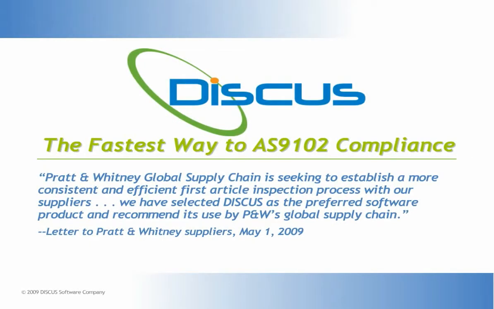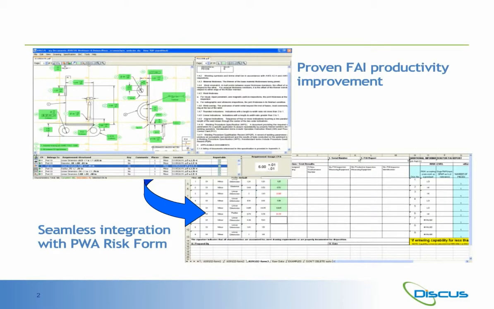Pratt & Whitney's global supply chain is seeking to establish a more consistent and efficient first article inspection process with their suppliers. Consequently, Pratt & Whitney has selected DISCUS as the preferred software product and recommended its use within their supply chain. DISCUS provides an easy-to-use interface, which allows you to collect and manage your technical data, balloon your drawing, and enter measurement and inspection results that can be exported into the Pratt & Whitney risk form.